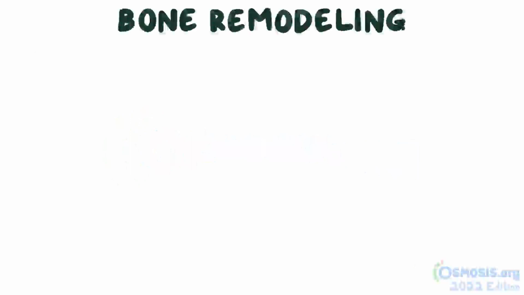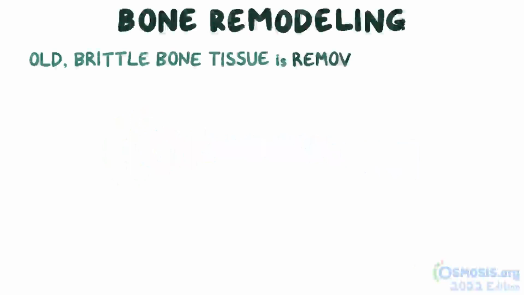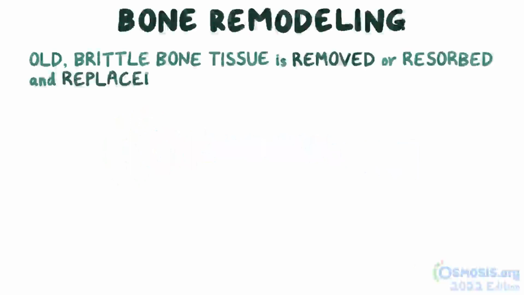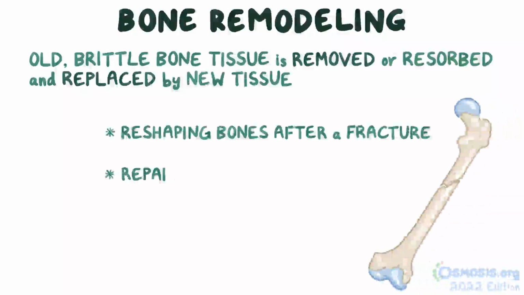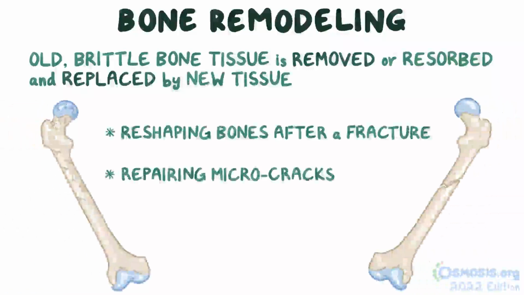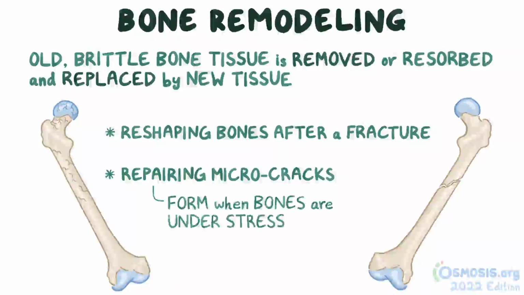Bone remodeling is when old brittle bone tissue is removed or resorbed and gets replaced by new bone tissue. Remodeling also occurs when reshaping your bones after a fracture or when repairing microcracks which form during ordinary activities, especially when your bones are under stress, like after lifting heavy weights.